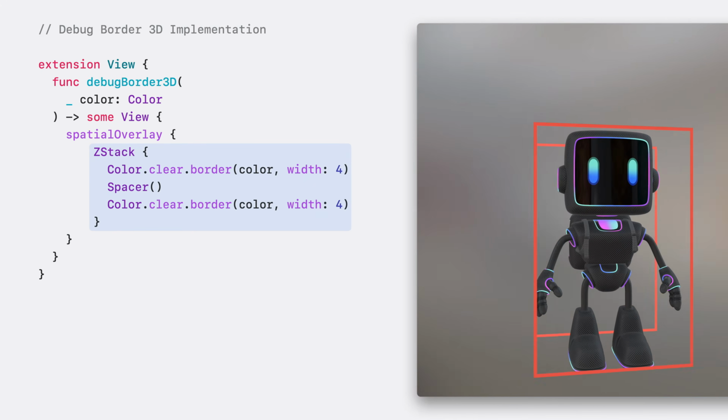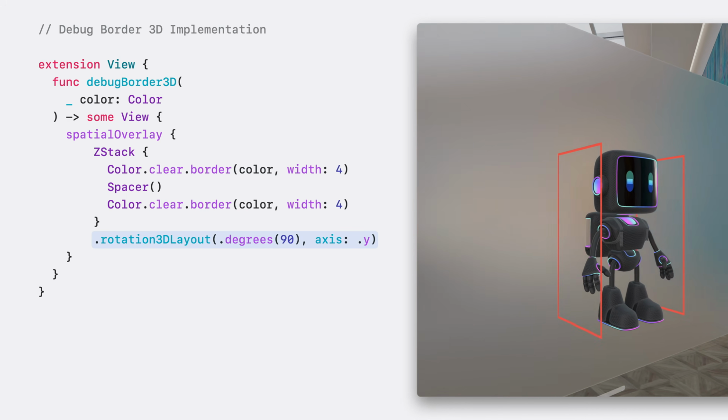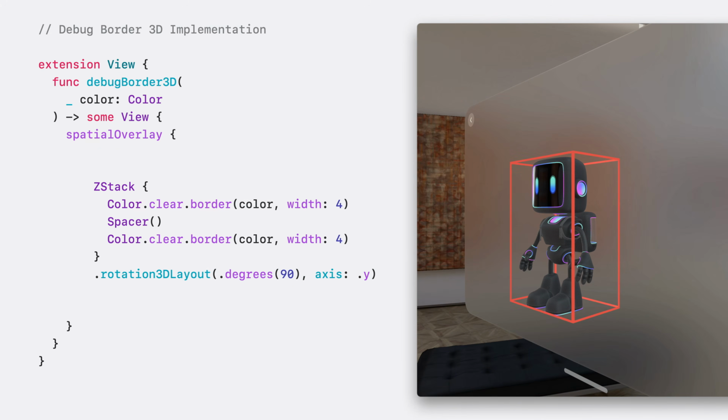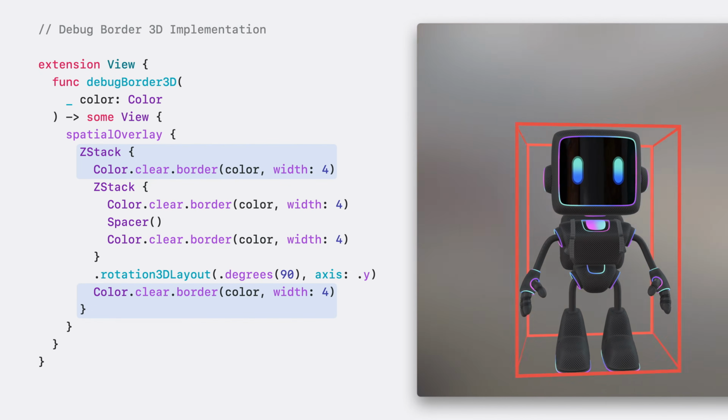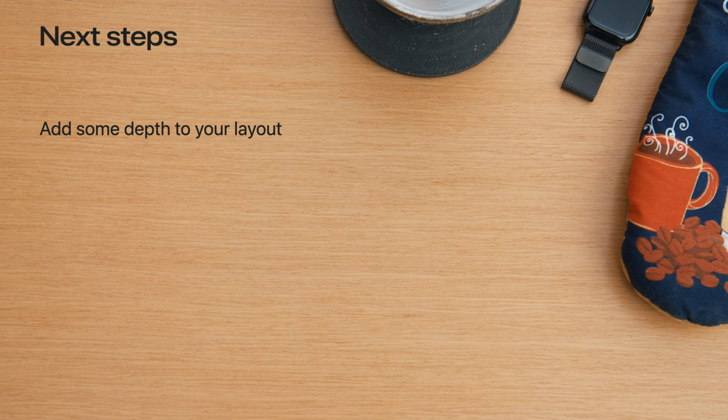I place a ZStack inside containing a 2D border, a spacer, and another 2D border. Next, I apply a rotation 3D layout to the entire ZStack to place borders on the leading and trailing faces of the view. Finally, I place this inner ZStack inside another ZStack with 2D borders for the back and front faces. With that, we have borders on every edge. I love how I can compose these existing 2D SwiftUI modifiers with new 3D APIs to make something completely new. There are 3D analogs for many of the layout tools and modifiers you may already be familiar with from a 2D context. Check out the documentation for more of these APIs.